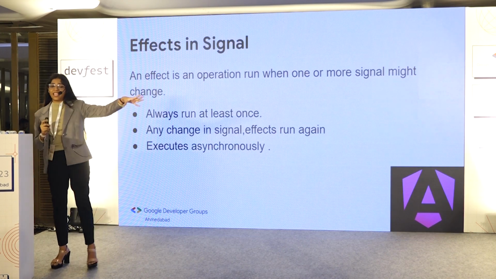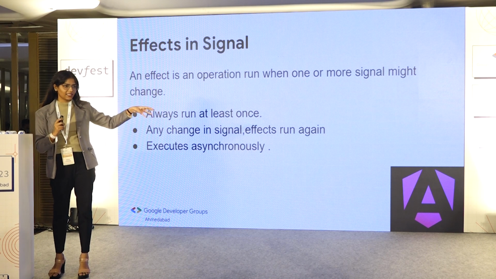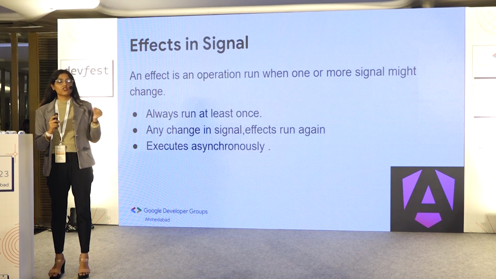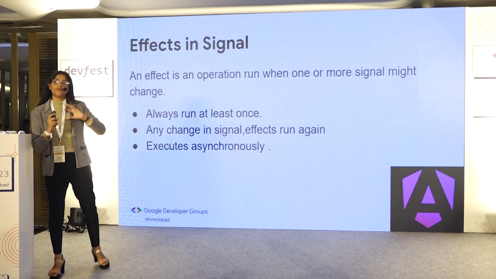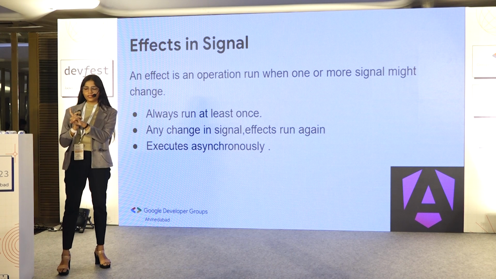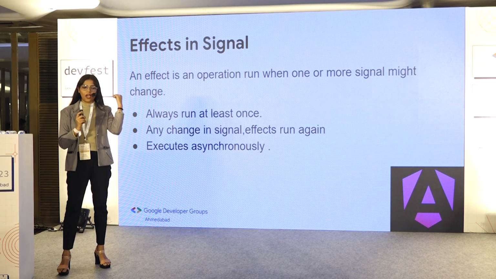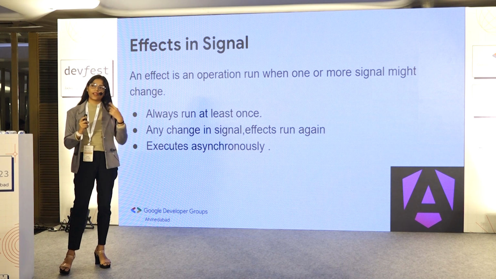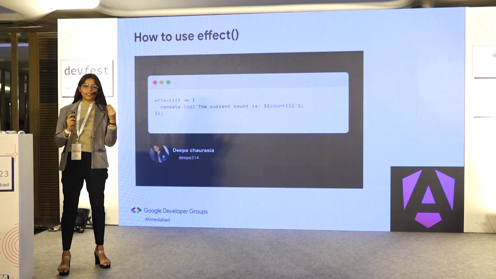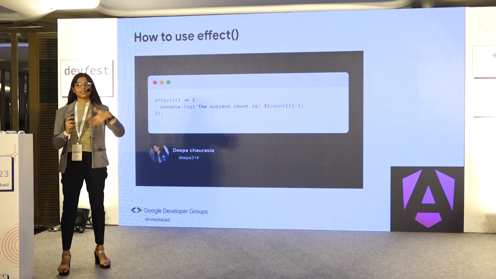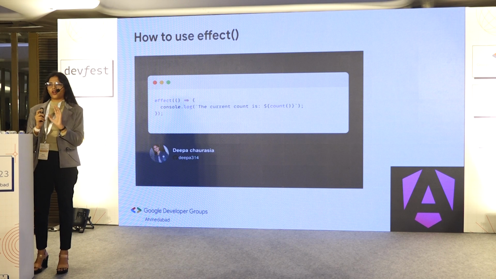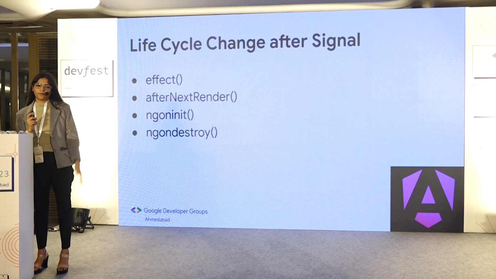Now, whenever any change happens inside the signal, effect will run. So effect is an operation which runs when one or more signal values change. It will run at least once. After that, however many times your signal value changes, the effect will run again and again. How to use an effect? You will declare the effect method, and inside that, you can pass the statement. Basically, effect will be used to log the data, to get the updated data.